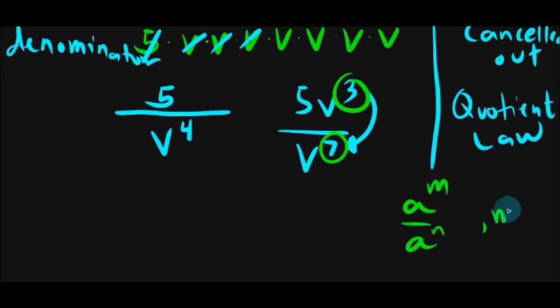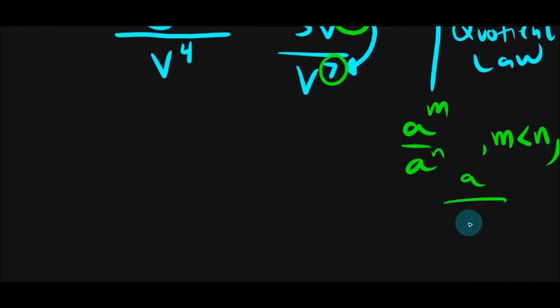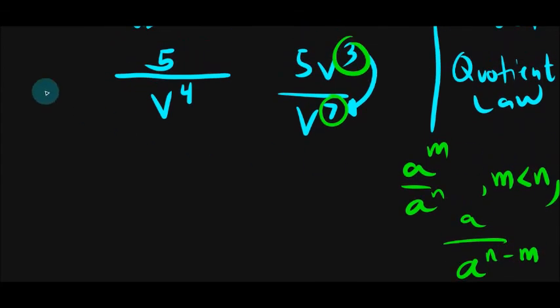Let's say for example, a to the m all over a to the n, when m is less than n. So kung gamay ang m, munaog ang m sa ubos. So mahimo siya a to the n minus m. So that's the idea sa quotient law.